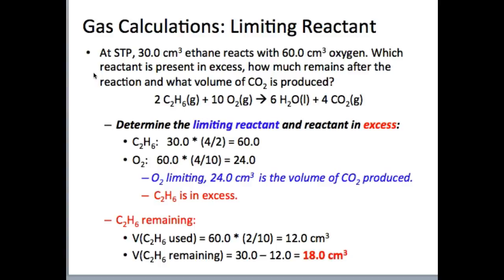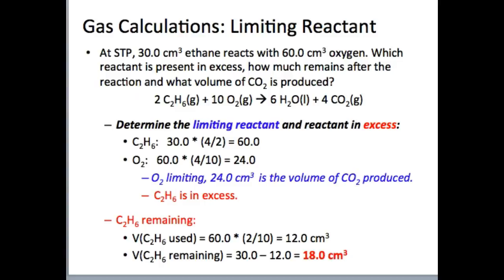So first, we have to figure out which one's the limiting reagent. We take our C2H6, our ethane. We have 30 centimeter cubed. We're going to do a mole ratio to figure out, we have 4 CO2 here, we have 2 ethane here. Same thing for oxygen. We have 4 CO2 and now we have 10 oxygen, so we're looking at the mole ratio. We figure out that since less CO2 is produced from oxygen, oxygen is going to be the limiting reagent. That means that ethane is going to be the one that's in excess.